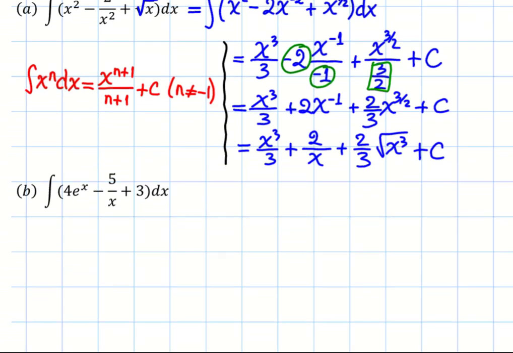Right. Next, another integral. We have the power rule: the integral of x to the n is x to the n plus 1 over n plus 1, when n is not equal to negative 1. When n is equal to negative 1, pretty much we have this, or equivalently, the integral of 1 over x dx is ln absolute value of x plus c.